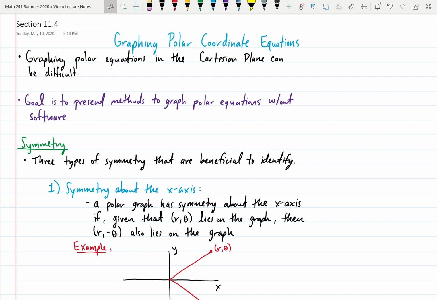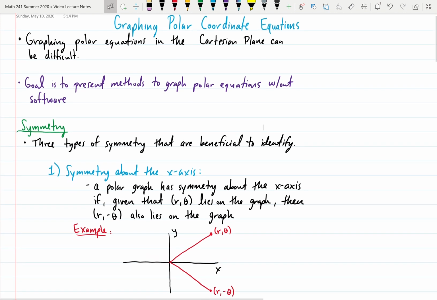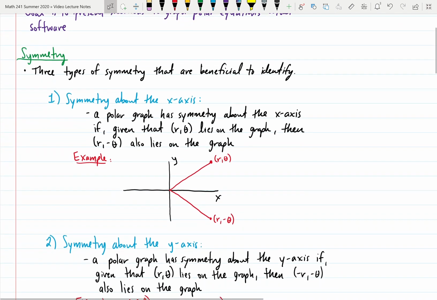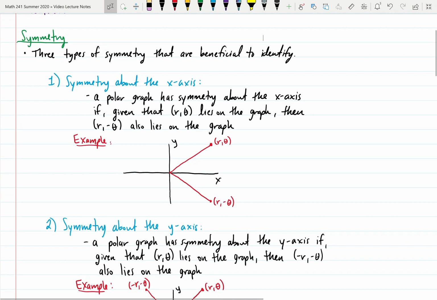So the goal of this lecture is just to present some simple methods that can help when you have to graph polar equations without computer software. Ultimately, computer software is going to be the savior when it comes to figuring out what a curve looks like. But there are times where you're not going to have software available, maybe not in the real world, but at least in this class. And these are just nice tips and tricks to figure out what a curve looks like without going to a bunch of trouble to open some software and graph stuff.